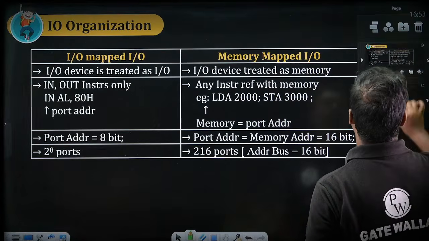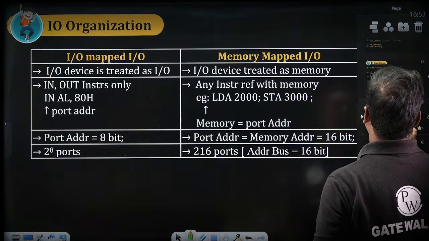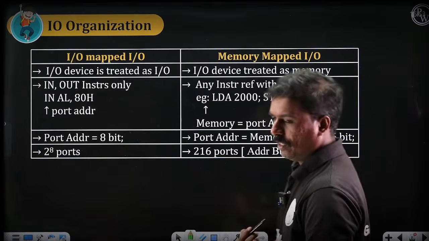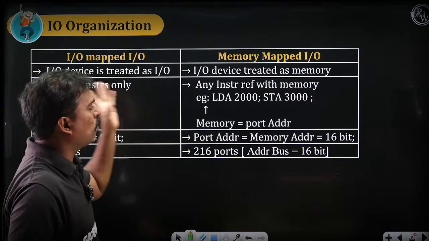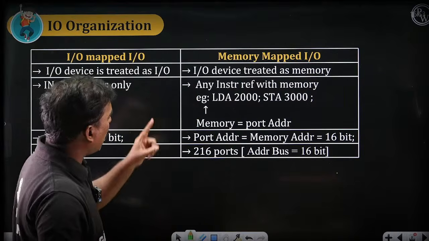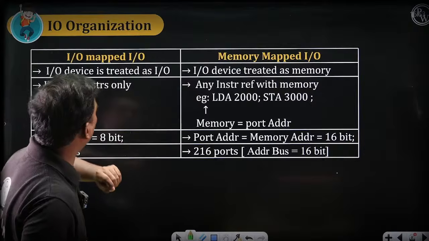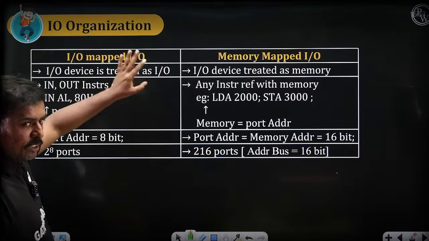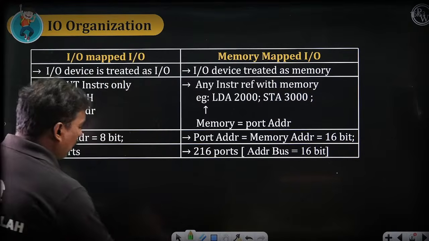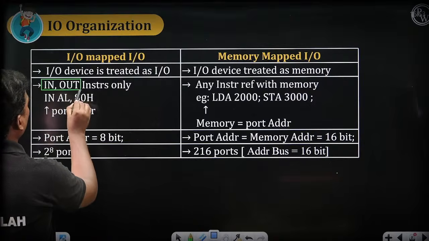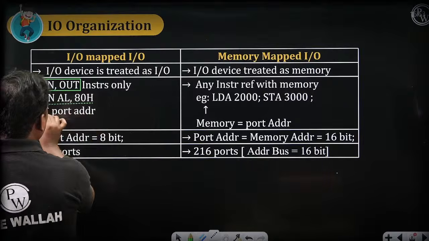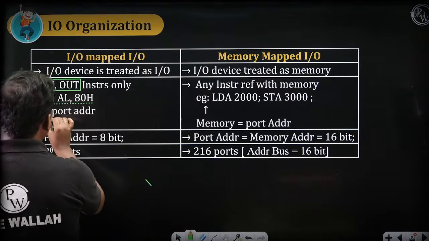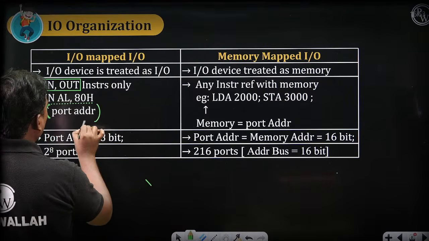Whenever you are dealing with IO devices, the IO devices can be addressed by two techniques: memory mapped IO or IO mapped IO. In memory mapped IO, the device is treated as memory, as I told you just before. In IO mapped IO, it is treated as an IO device, and here we use IN and OUT instructions only. The syntax is IN AL, 8-bit port address, where this is the port address.